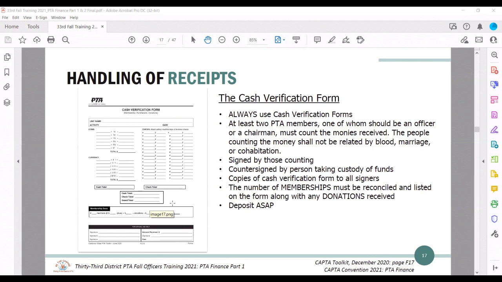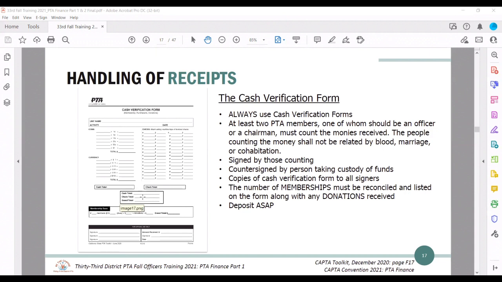So once this cash verification form is completed, give copies to all signers. Sometimes a photocopy machine may not readily be available, so taking a picture with your phone is documentation as well, so that works. Additionally, if the deposit is for membership, the memberships must be reconciled. So here, there's a separate area on the form to indicate the number of memberships collected, and the amount in donations received. So this total here, the grand total, should add up to the grand total of the cash verification form here in this section, grand total.